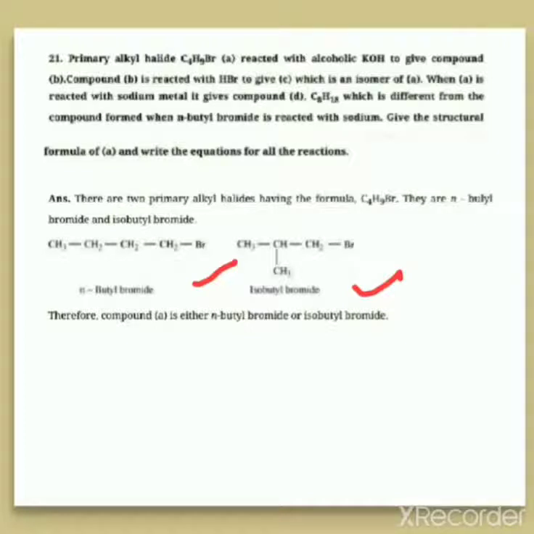Now what is the next condition given? It is reacted with alcoholic KOH to give the product B. That means our A is C4H9Br, so A will be any one of these, which we need to identify from the further reactions. So what is the next condition? Reaction with alcoholic KOH. So I am taking this one as A and I am treating it with alcoholic KOH.